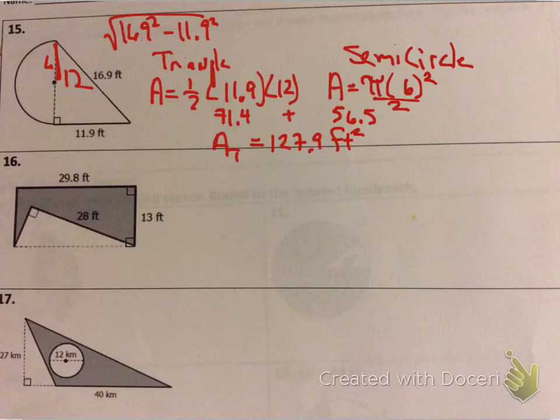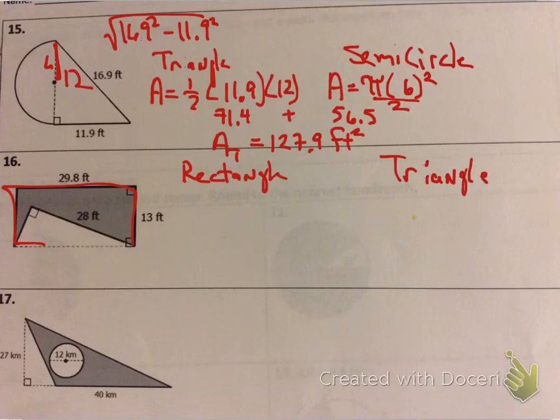Okay, so how would I do something like this with the shaded area? Okay, so here I see a rectangle, and I've got a triangle. The difference is this time I'm going to subtract the two areas. So here I'm going to say area is equal to 29.8 times 13. Here I'm going to say area is equal to 1/2 the base.